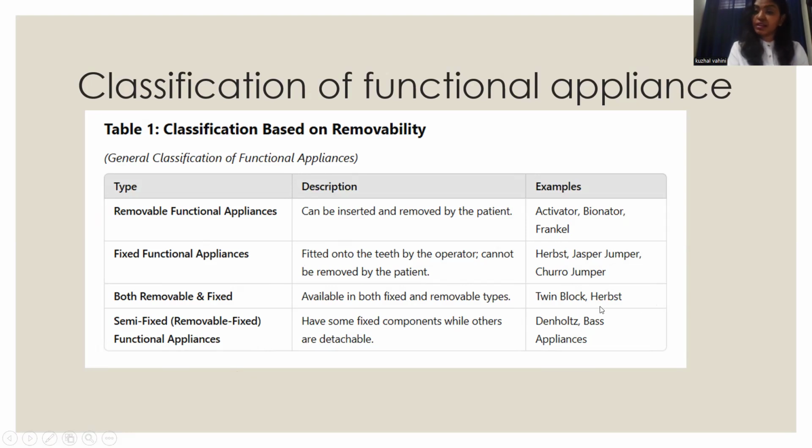Again, as mentioned earlier, this could be based on the type of case we select. Depending on the case, it could be a fixed twin block or a removable twin block, and the same with the Herbst. Then there are semi-fixed, removable, and fixed appliances. For this, we have a classic example of Reynolds and Barr's appliance.